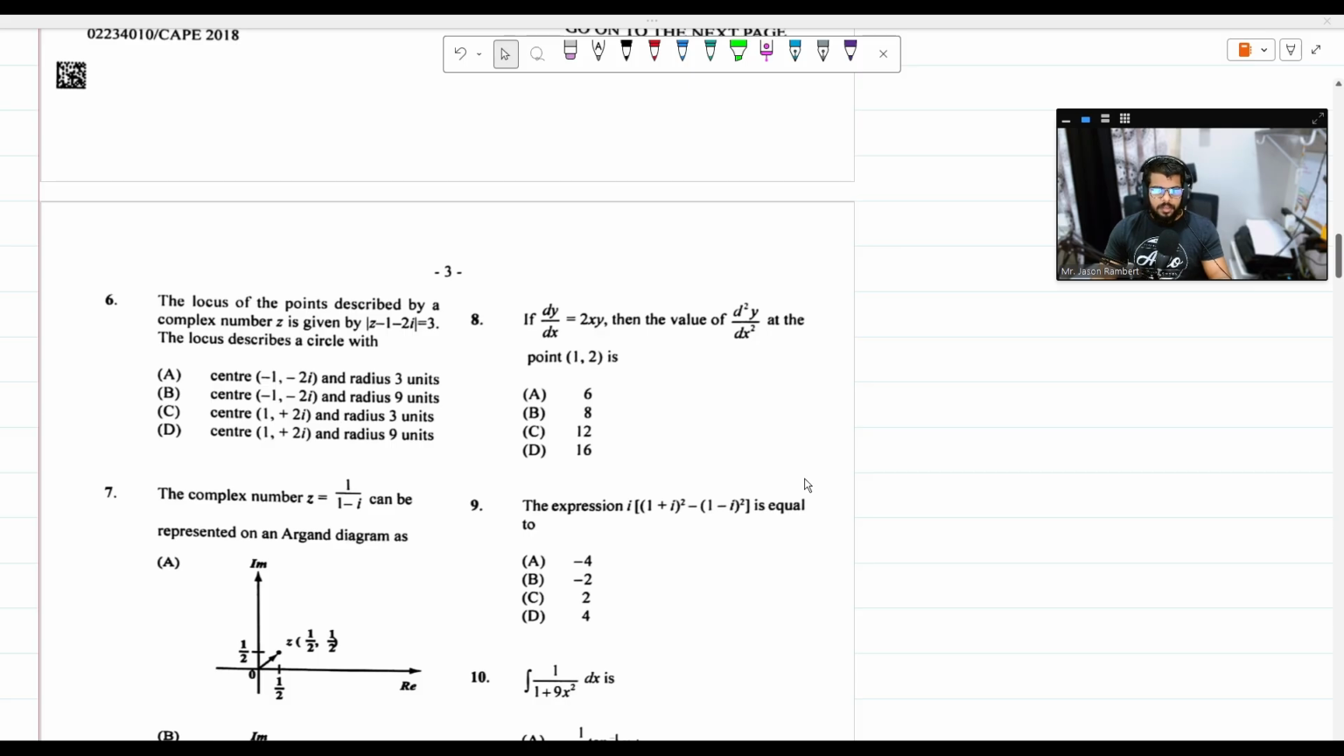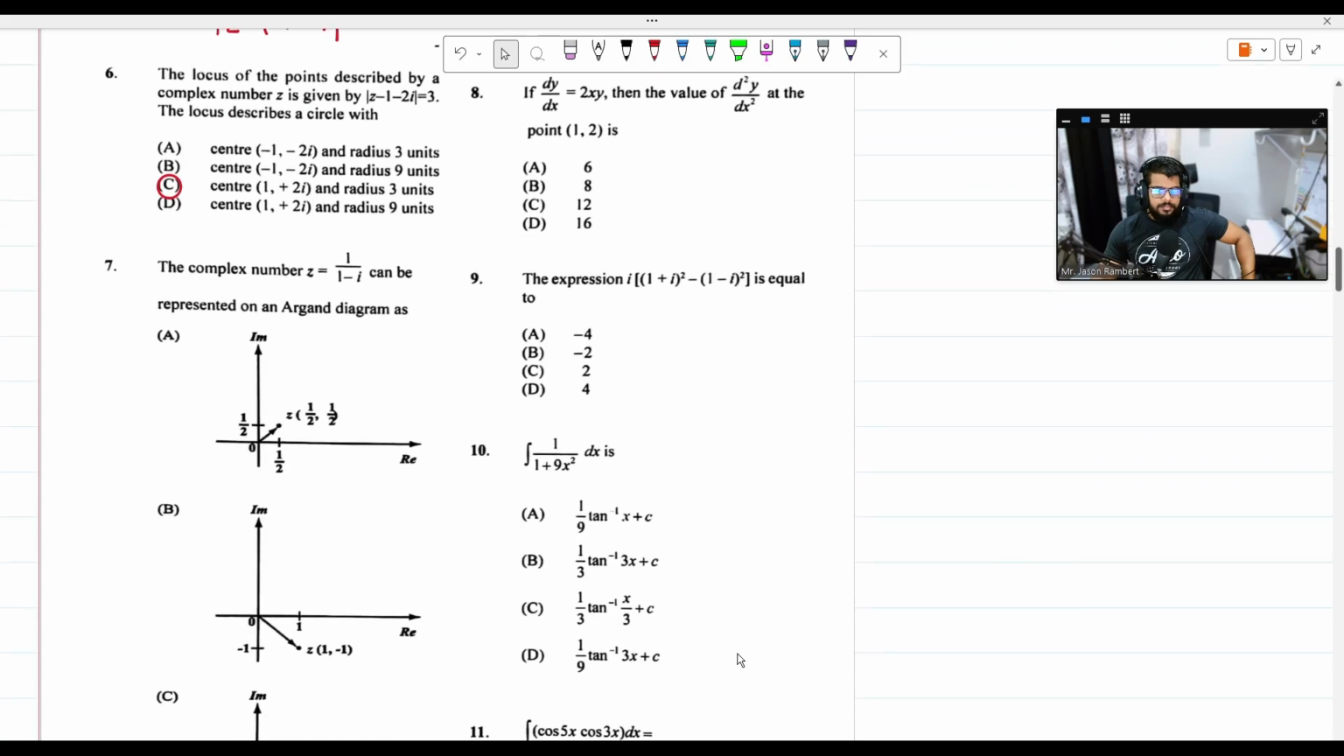Number 6. The locus of points described by a complex number z is given by, the locus describes a circle with, well, I know the radius is going to be 3 for sure. Now, we have to change this piece, how it looks, right? So it needs to be modulus of z, take away something. Factorizing the minus 1 on the outside, I'll get 1 minus 2i. And the center is going to be 1 plus 2i, so (1, 2) is going to be the center. So the answer for number 6 is C.